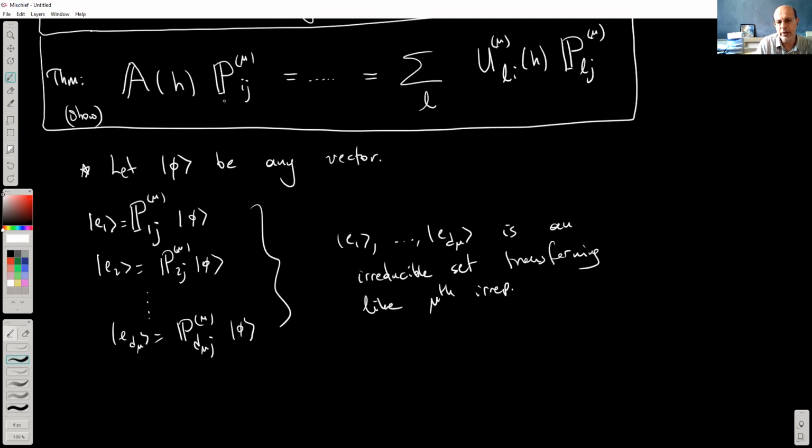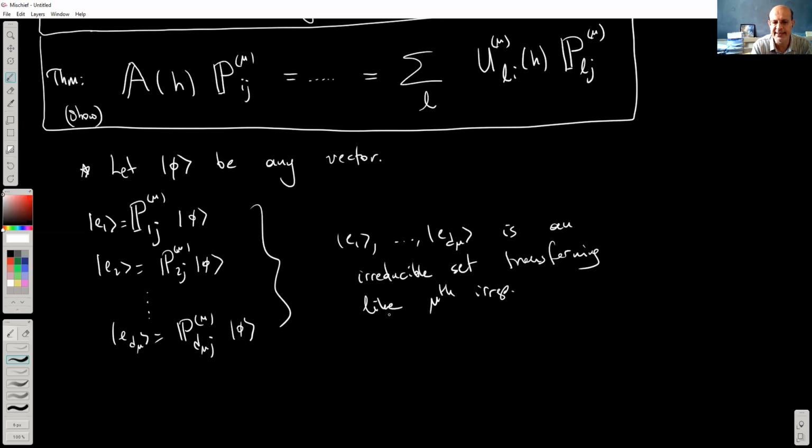In any case, what's the use of these operators? Basically, if I apply these operators to any vector, it's the same vector in all of these cases, then I can produce an irreducible set that transforms like a mu irreducible representation. So it may turn out that these vectors are all equal to 0. If one of them is 0, then all of them have to be 0. We know that. But by using this property here that I boxed, you can show that this is an irreducible set. Okay.